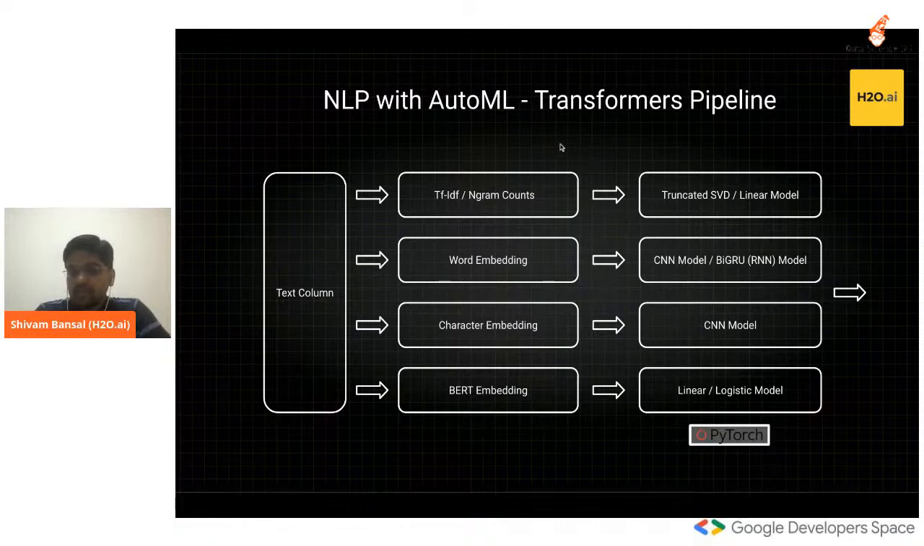I also described that sometimes we don't use these embeddings or counts straightforwardly, but we pass them to different models for some smoothing effect, or to compress those embeddings into lower dimensions. For that second layer approach, we can use truncated SVD or linear models. We can use CNN models over word embeddings to give class probabilities. On character embeddings, we can also use CNN, LSTM, or BERT embeddings. We can use linear logistic models to give class probabilities, which can become features for our main machine learning model.